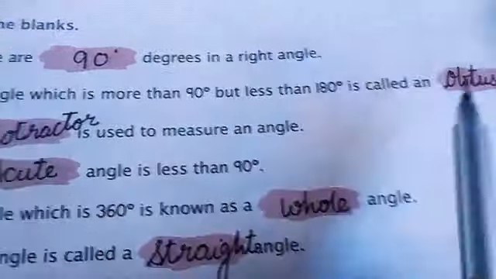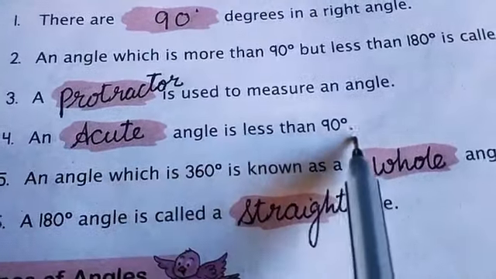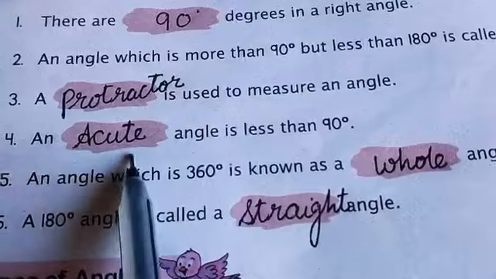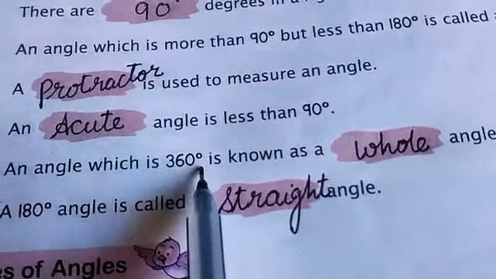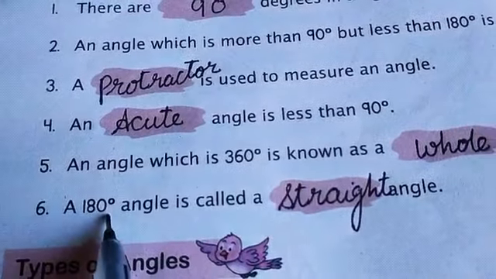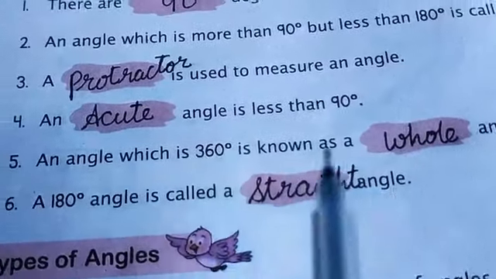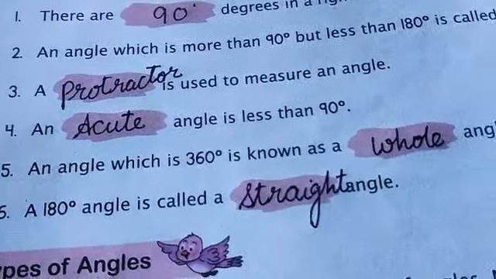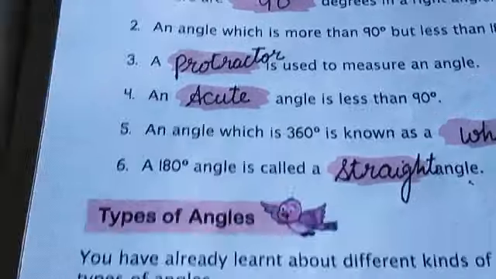A dash is used to measure angle. What do we use to measure angle? We use a protractor. A dash angle is less than 90. Which angle is less than 90? It's an acute angle. And an angle which is 360 is also known as a whole angle. And a 180 angle is also called a straight angle. So this is the completion of your 17.3.